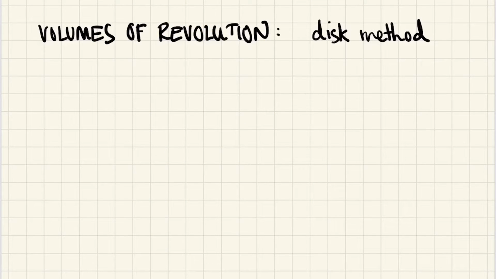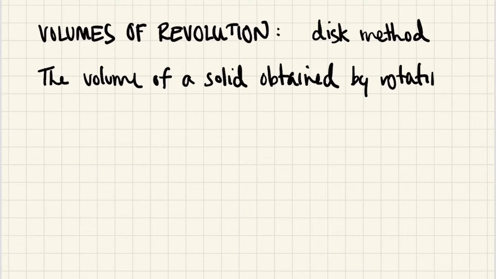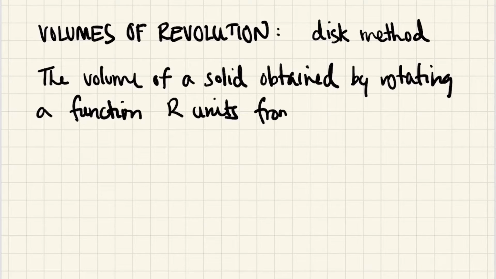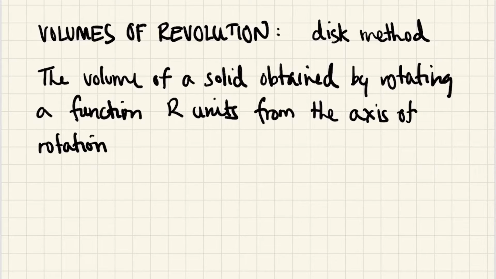Okay, so everything we just saw can be nicely summarized into a technique called volumes of revolution, the disk method. So the volume of a solid obtained by rotating a function r units from the axis of rotation is given by the following formula. There are actually two of them, depending on if you choose to integrate with respect to x or integrate with respect to y. And they're basically the same formula.